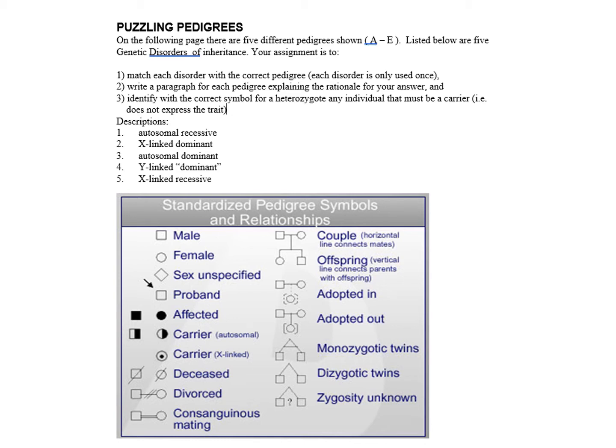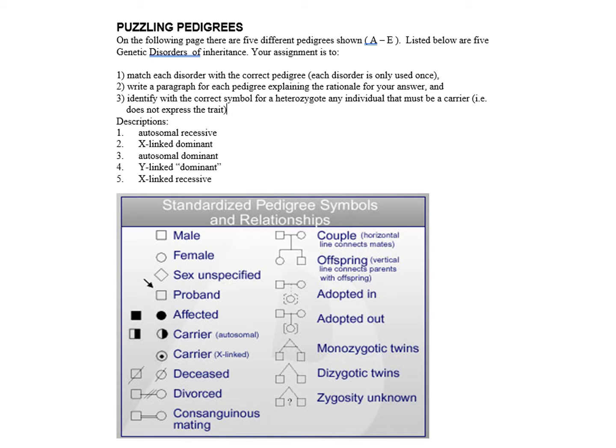The pedigrees that you have are five: autosomal recessive, X-linked dominant, autosomal dominant, Y-linked dominant, and X-linked recessive. Once you identify which pedigree is associated with which description, you'll write a paragraph as to why you chose that. What was your rationale for choosing it? And then on the pedigrees, you will identify with the correct symbol.